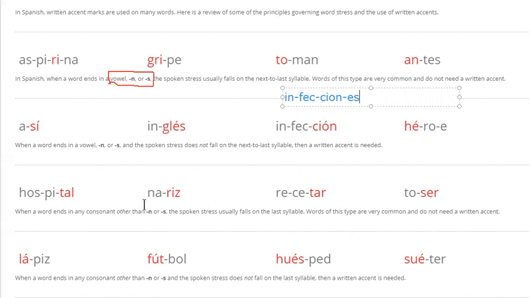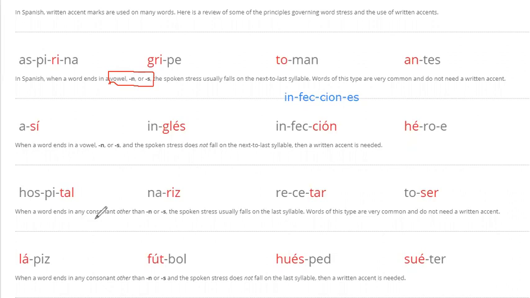Words that don't end in a vowel, N or S. So any other consonant, or any other word that ends in a consonant that's not an N or an S, is going to fall into this category. So again, this first category, these first two rows, anything that ends with a vowel, N or S. These last two rows are going to be words that don't end in either of those letters. So the rule for these words is to stress the last syllable. So we're going to stress the last syllable of all of these words. Well, that's what we want to stress.